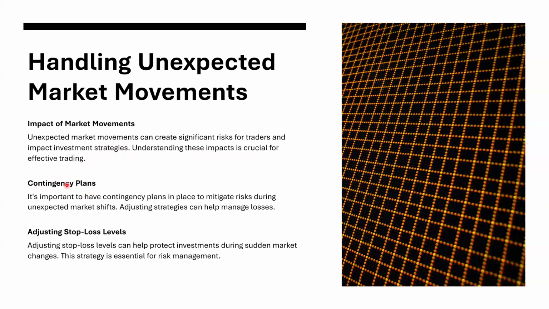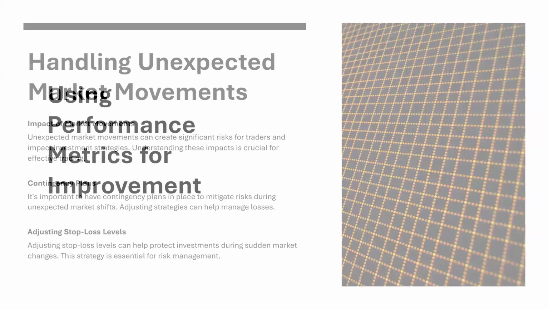Contingency plans: what if you blow your account? Do you have a backup? It is important to have contingency plans in place to mitigate risk during unexpected market shifts. Adjusting strategies can help manage losses. Adjusting stop loss levels can help protect investment during sudden market changes. This strategy is essential for risk management. Once again, risk reward ratio. Be good with it, and you're going to have something.